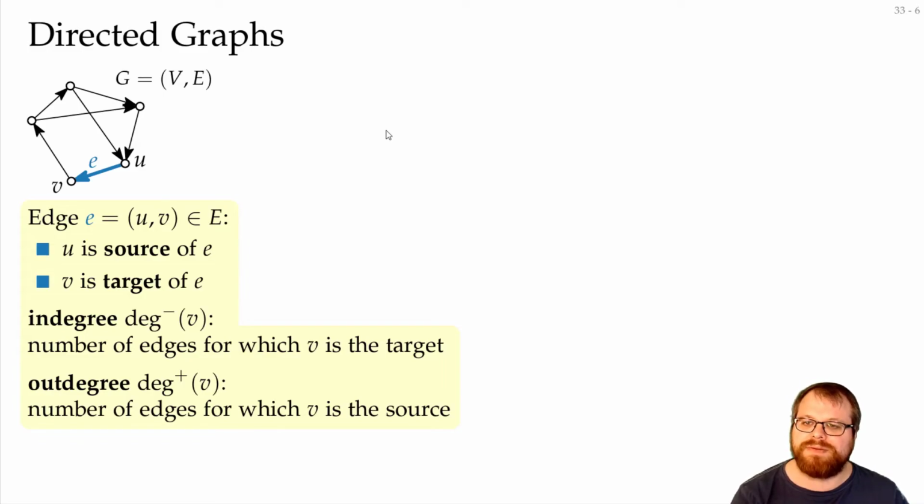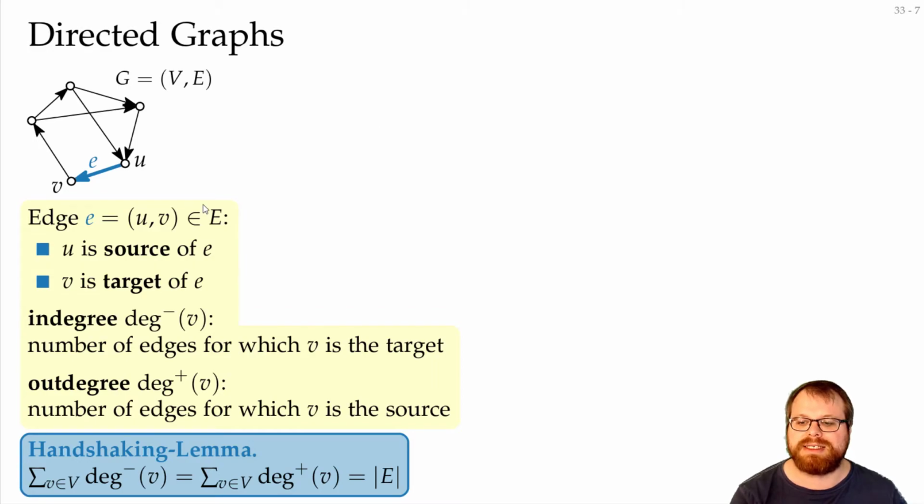There's an extended version of the handshaking lemma here that we can use. And that tells us that if we sum up all the in degrees and we sum up all the out degrees, this is the same number. And it's exactly the number of edges. I think you can prove this yourself. This is quite straightforward.